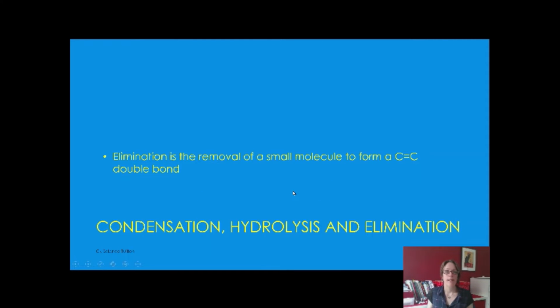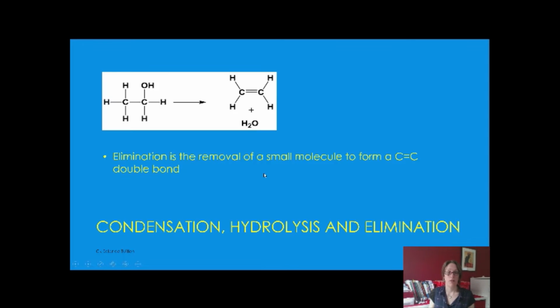Elimination is the removal of a small molecule. So we've got a small molecule formed again, like condensation, but we are not removing a molecule to join molecules together. We're removing a molecule to join two carbons in a double bond. So you may study this in terms of adding, instead of aqueous alkali to an alcohol or a halogenoalkane, alcoholic alkali, so concentrated sodium hydroxide in the presence of an alcohol, then this will happen instead of substitution.